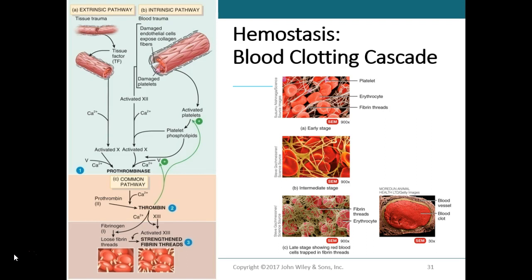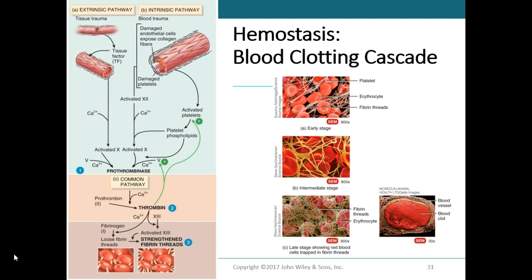So clotting is a complex cascade of enzymatic reactions where one clotting factor activates the next clotting factor in the pathway. So it's a fixed sequence. And then finally, once all the clotting factors have been activated, it results in a really tough, insoluble, net-like protein called fibrin, and fibrin is what forms the clot. So if you look at this image, you can see there is an extrinsic pathway and an intrinsic pathway.